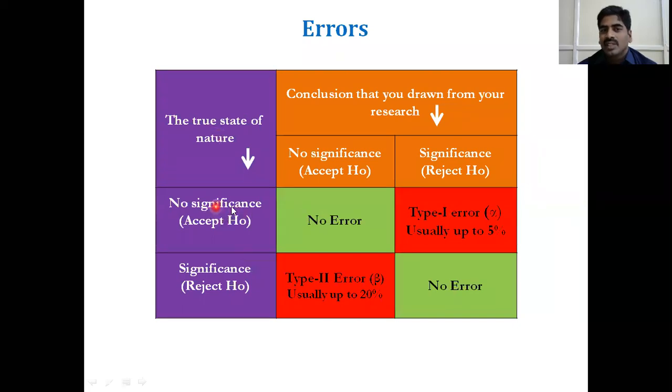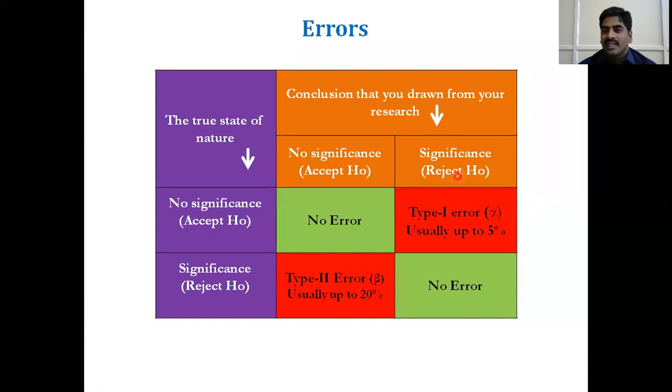In nature, there is no significant difference, but you proved significance. This is called type 1 error. And observe this case. In nature, significance is there, but in your research, you proved no significance. This is called type 2 error. It is represented with beta, and type 1 error is represented with alpha. You have to reduce these errors, then the quality of your study will increase.